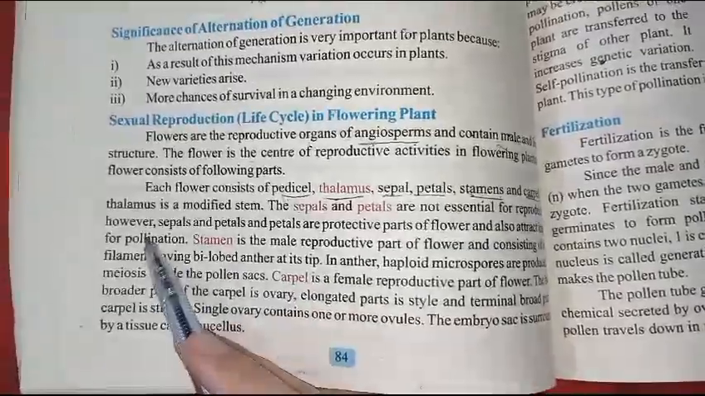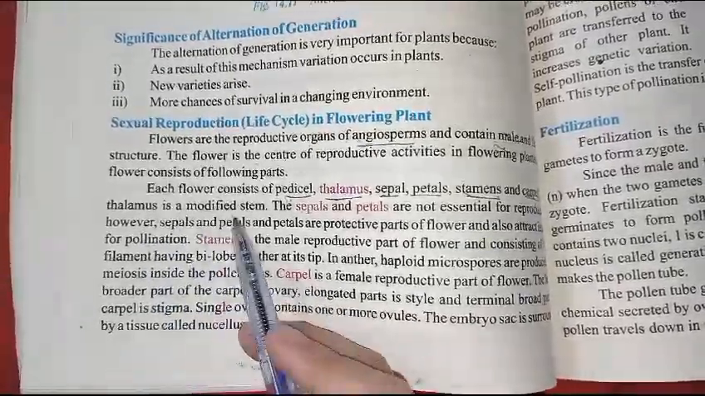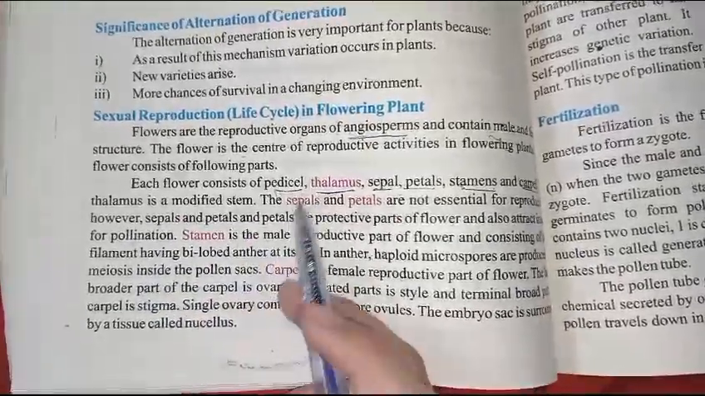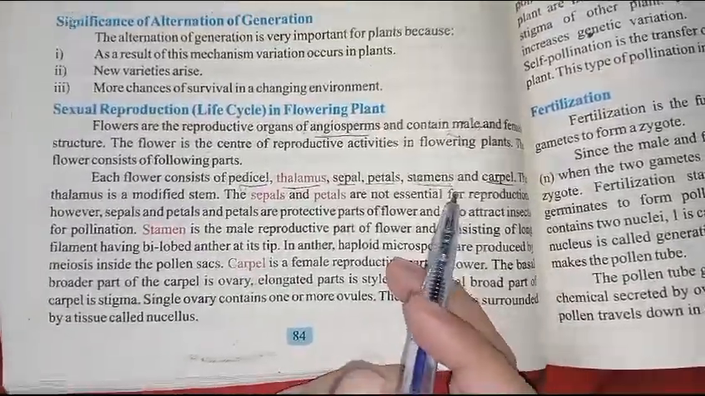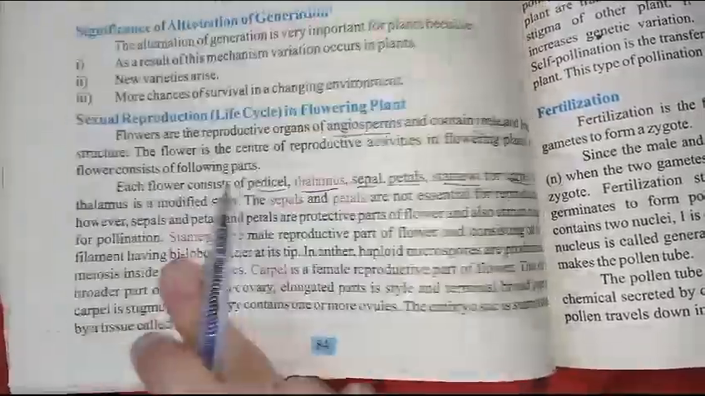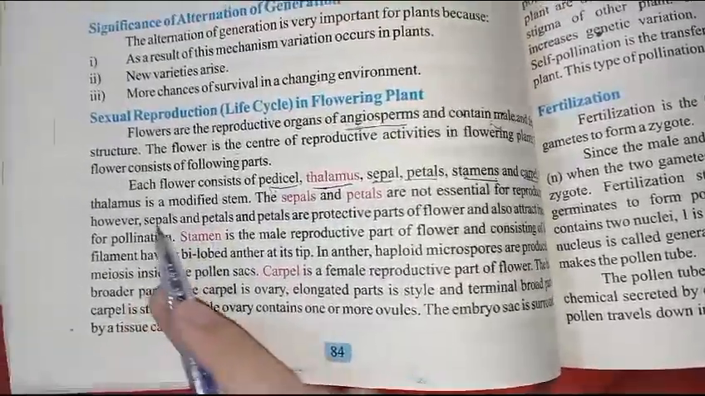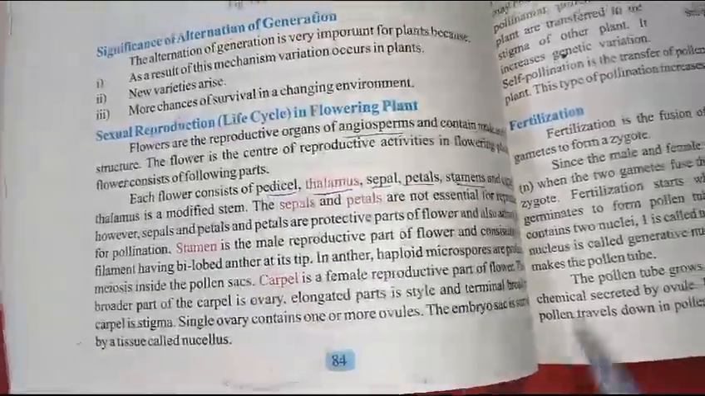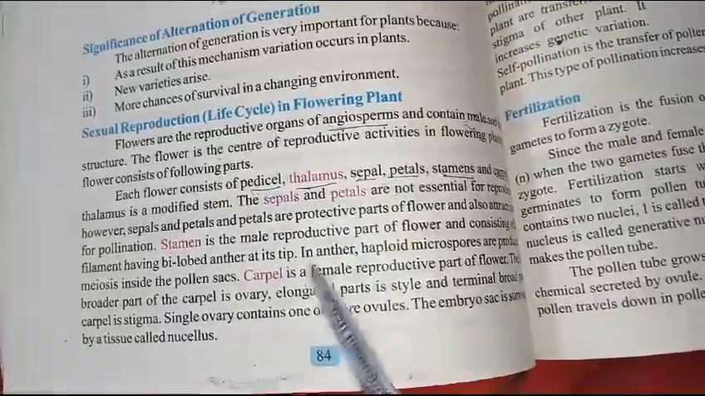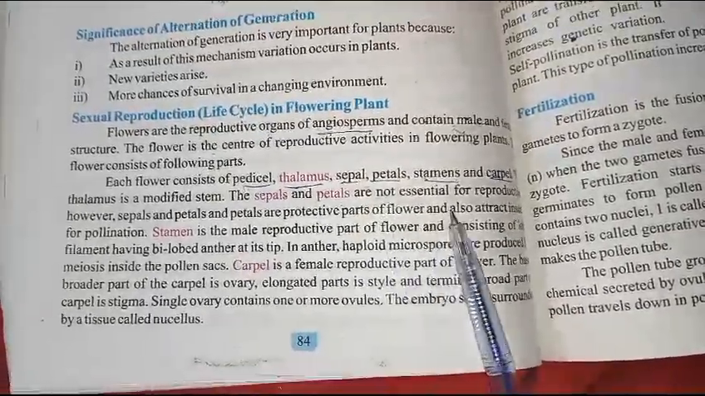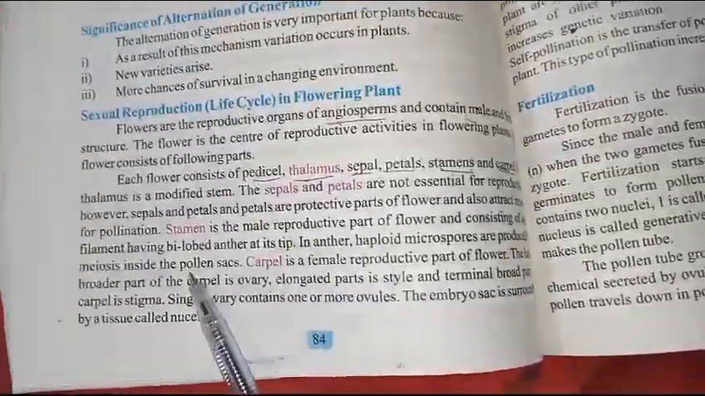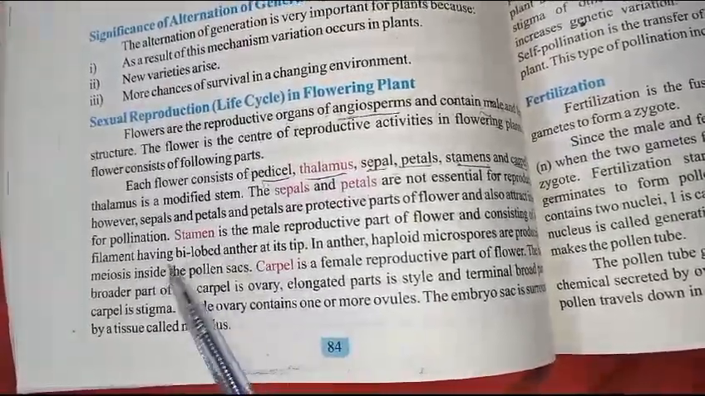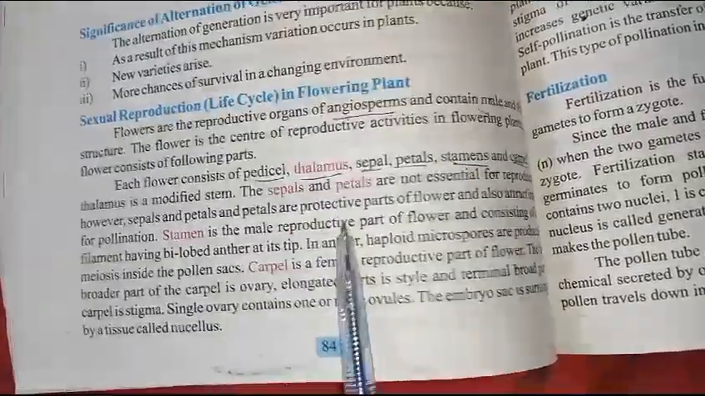The thalamus is a modified stem. The sepals and petals are not essential for reproduction. However, sepals and petals are parts of the flower and also attract insects for pollination.